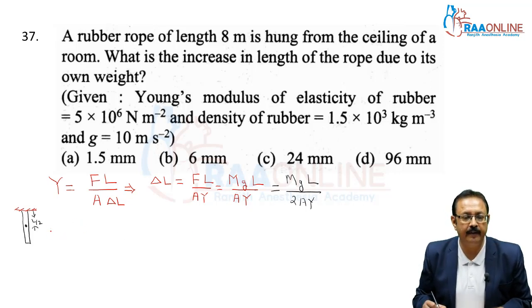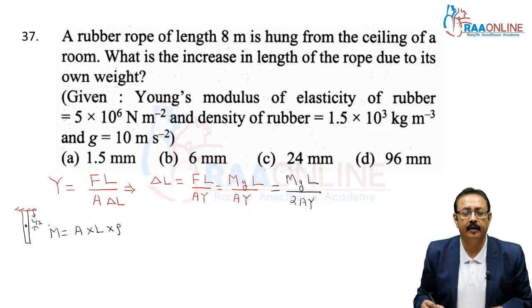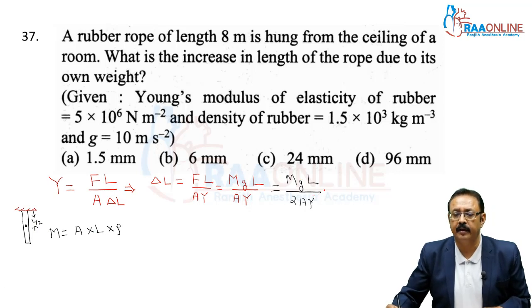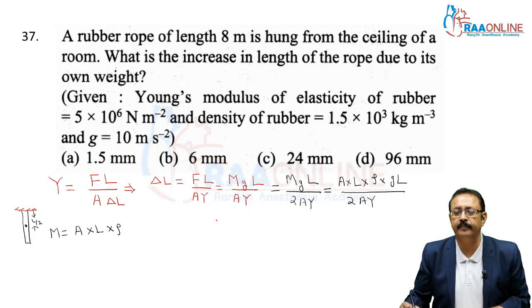Mass is not given. So what do I have to do with mass? Mass is volume into density, and volume is area of cross section into length. Since it is the mass of the whole body, whole length, I am taking L here. Area of cross section into length into density. So in place of mass, we have to write whole L. So we are getting, in place of mass, area of cross section into length into density, G, L and 2AY all are presented there. So now we can calculate it. Everything is given now. We take care of everything. So now we can calculate delta L.